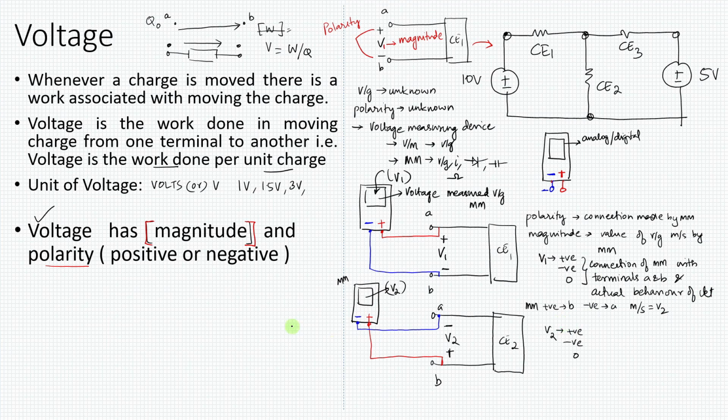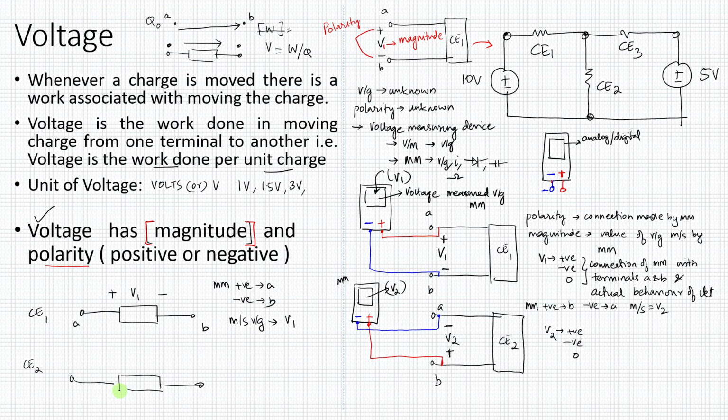So as a conclusion, let us just write here. If you have a circuit element 1 like this, with two terminals A and B, and I am writing something like this, plus or minus V1. What does this mean? This means that the multimeter positive was connected to the A terminal because positive is given to A, the negative is connected to the B terminal, and the voltage measured by the multimeter is V1.